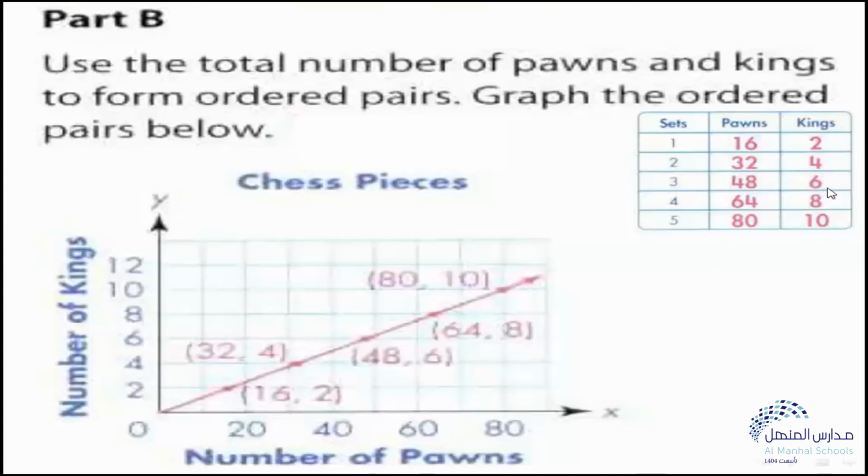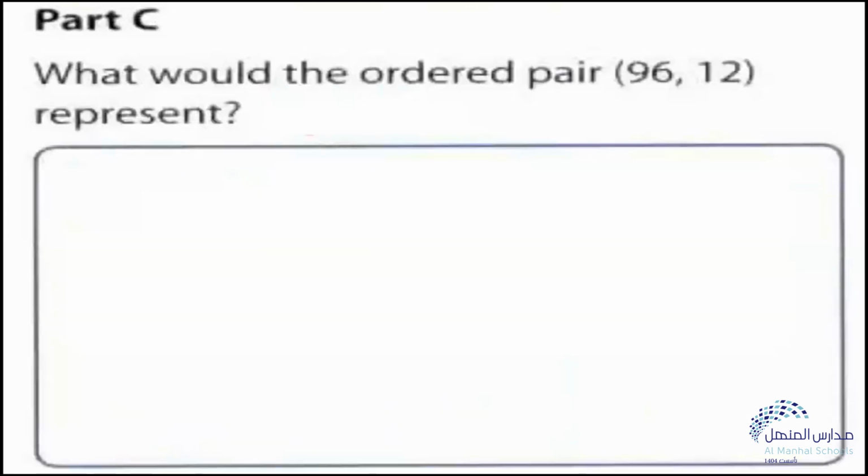After that, 48 and 6. I find 48, move right to 48 and go up to number 6. The intersection point here is (48, 6). Then 64 and 8, and the last one will be 80 and 10 together. Okay, with these numbers we can form ordered pairs and graph them.